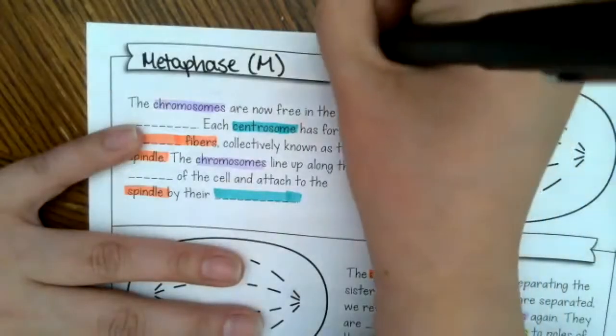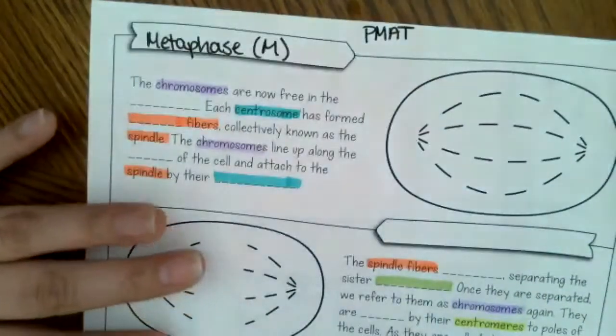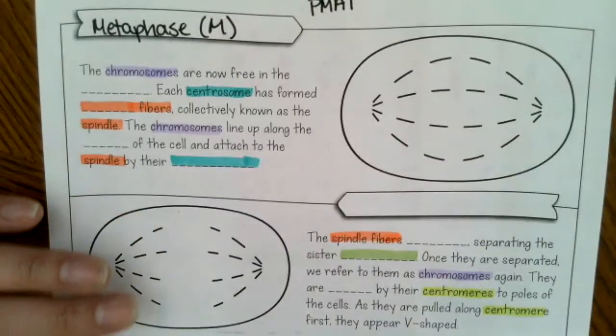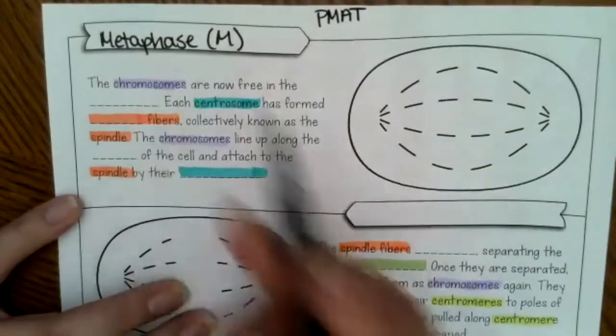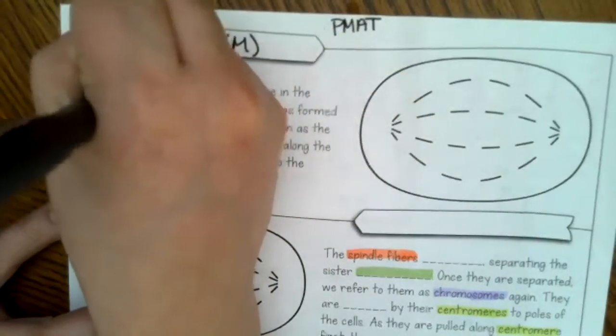Just really quick, I'm going to write PMAT up here just to remind myself. As we go on with the rest of them, we can refer back to the PMAT and make sure that we take care of each one of those letters. So metaphase. In metaphase, the chromosomes are now going to be free in the cytoplasm.